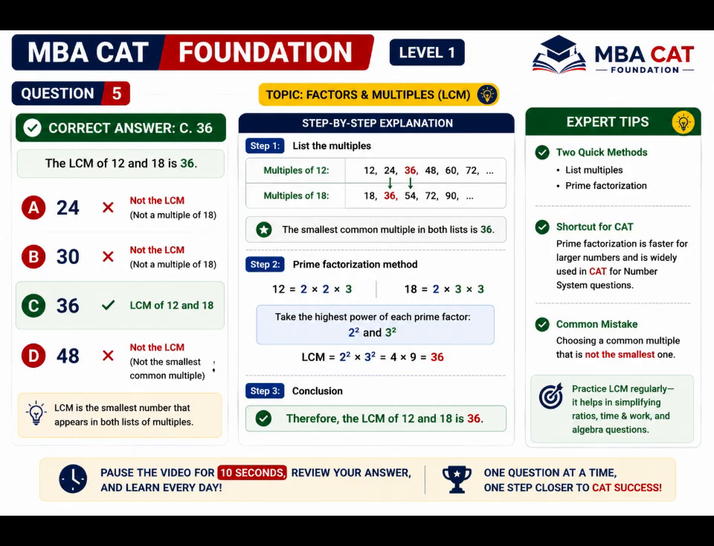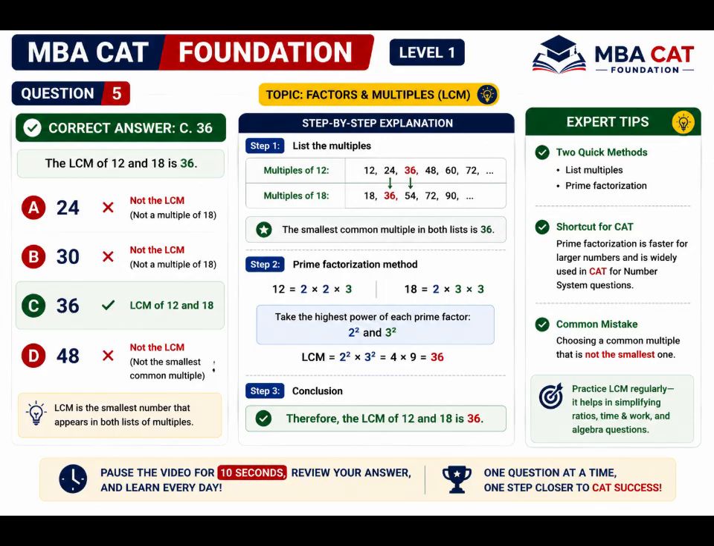Let's check the correct answer together. The correct answer is option C, 36. Let's solve it step by step. The least common multiple, or LCM, is the smallest positive number that is a multiple of both given numbers. Step 1. List the multiples. The multiples of 12 are 12, 24, 36, 48, 60, 72. The multiples of 18 are 18, 36, 54, 72, 90. The first number that appears in both lists is 36. So, the LCM of 12 and 18 is 36.